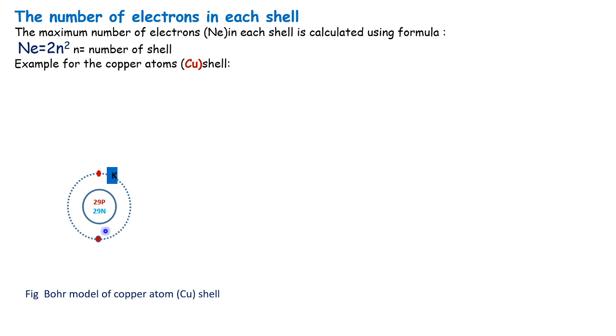Let us suppose this orbit or first cell is the K cell, and the number of electrons in this K cell can be determined like this: 2n² is equal to 2 into 1², since this is the first orbit. So 1 squared is 1, and multiplied by 2 means 2 electrons in the first orbit, in the first cell. Okay, so this is the first orbit cell.